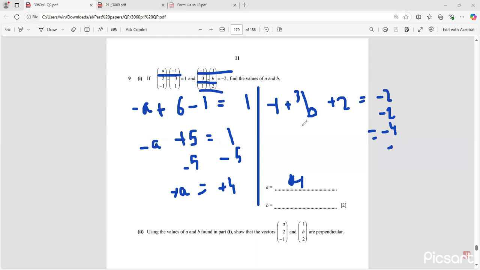So here, minus 1 will be plus 1, which gives us negative 3. So 3b equals negative 3, dividing by 3, and b now equals negative 1. Okay.